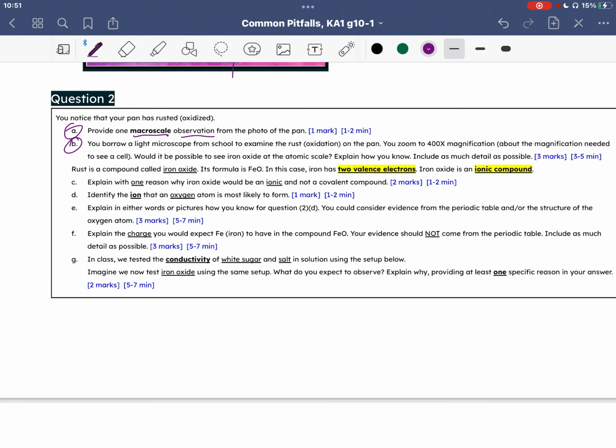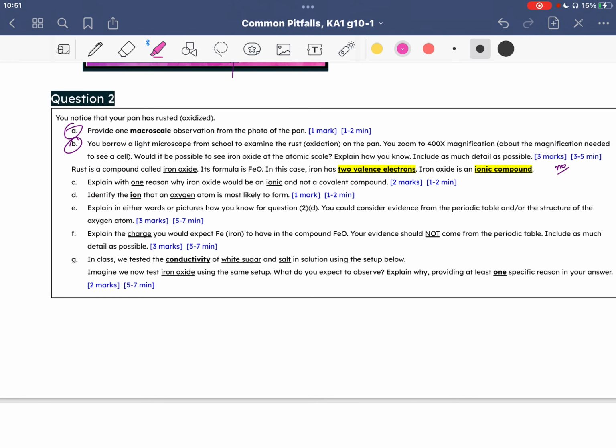All right, B, you borrow a light microscope from school to examine the oxidation. You zoom into the size of a cell. Could you see iron oxide at the atomic scale? Well, obviously not. Many of us did say no, which was great. You needed to provide a reason. There were a couple reasons that you could have provided.